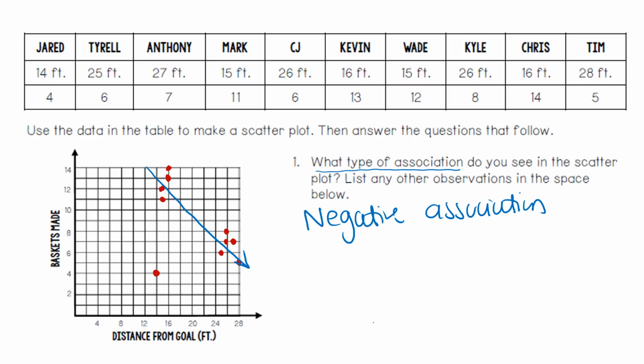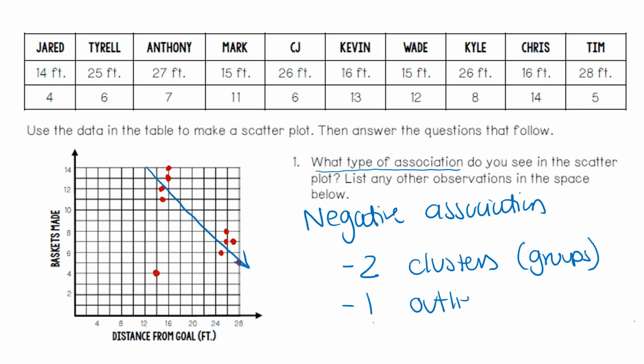List any other observations in the space below. You could say that there are two clusters. There's two groups of points. You could say there is one outlier. That's the one point that's by itself. And you could even say whether it's a strong or a weak association, or if it's linear or nonlinear. Any of those observations are fine.